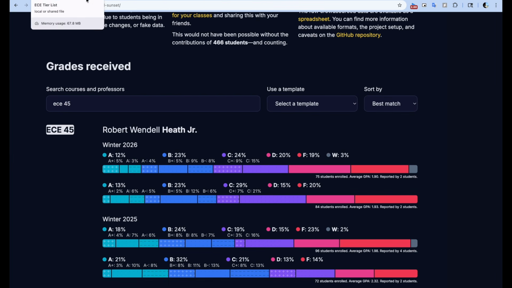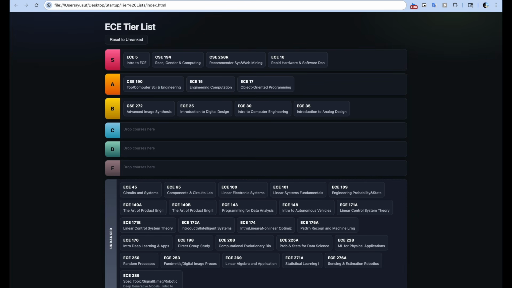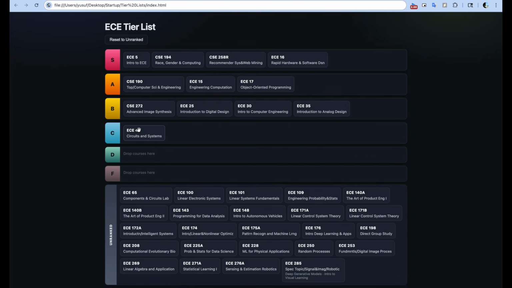So TLDR of this whole point: avoid Ziegler, take it with somebody else. Be very careful on 45. And if you can take it in the summer, take it in the summer, because that was my best thing. It was only 5 weeks long, and I got it over with. So that being said, it is kind of a useful class, but it's just so hard, and they make it difficult for no reason. That belongs in the C tier. And then let's go next.